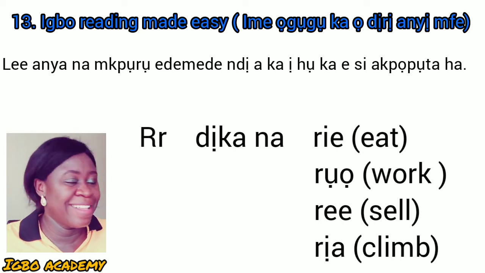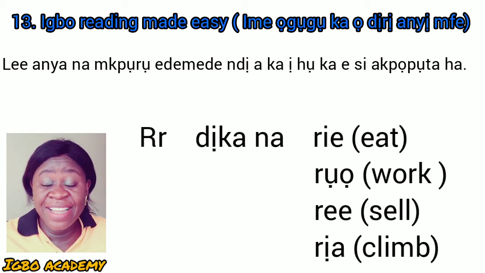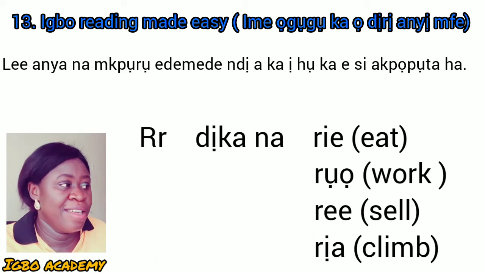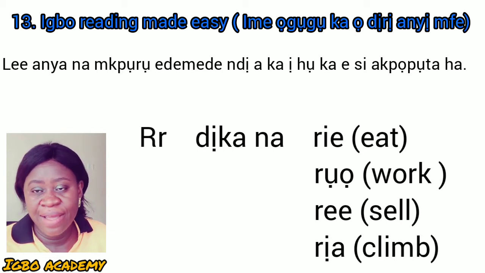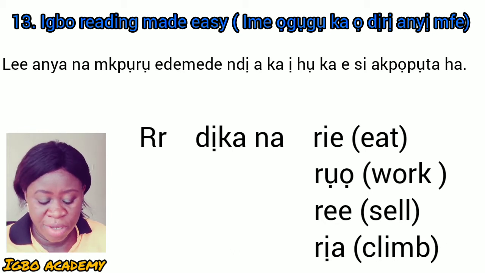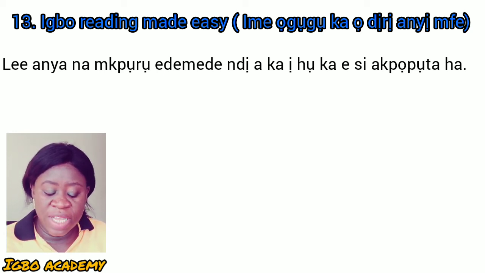Yes, like an Igbo girl, an Igbo person. Go and sell your market. Dịrị your market or dịrị ahịa gị. Go and sell. Then the next one is ria, to climb. Riainu means to climb up. So R dịka na rie, eat, raw, work, re, sell, and ria, climb. We go back to S.